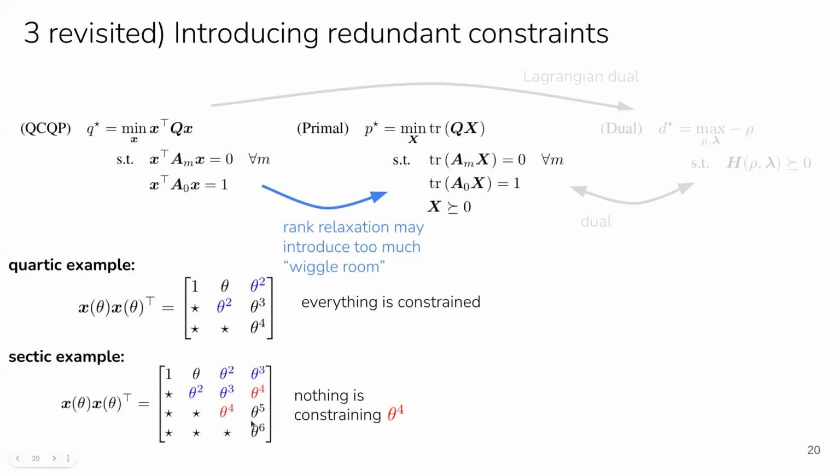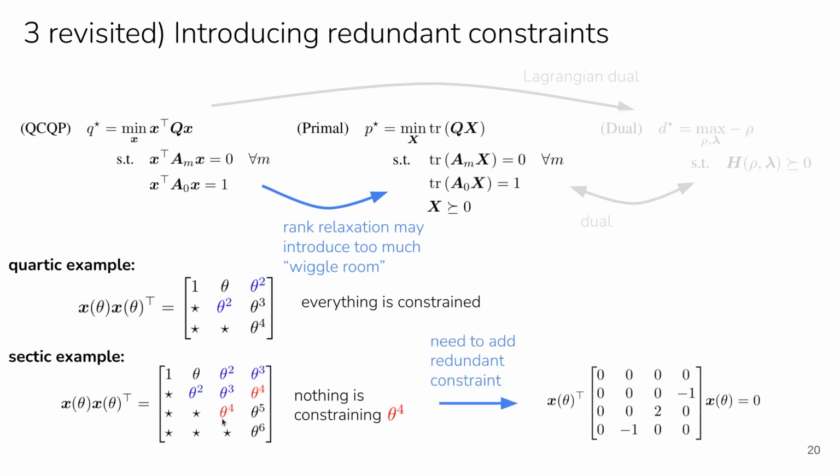if you look at x times x transpose, we have constrained both theta squared and theta cubed, but we also have theta to the power of 4 here in this cross diagonal, and we can see that these two terms should clearly be the same, but nothing is actually constraining those.